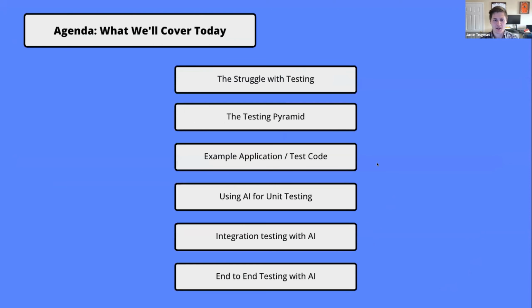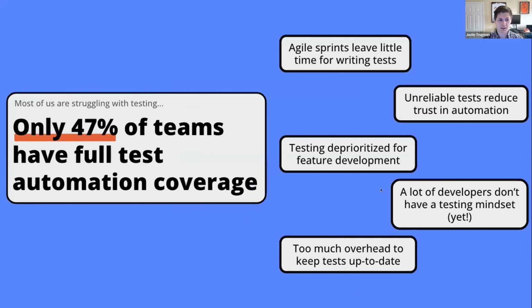So what we'll cover today is the struggle with testing. What are the problems that engineers are encountering with testing? Go over the testing pyramid and the different types of automation tests. I have an example application with test code. I wasn't able to screen share on my Linux computer, so I'm on my Mac, so I can't give a live demo of that, but we'll definitely share that link after. And then we're going to go into using AI for unit testing, integration testing, and end-to-end testing, and then talk a little bit about software testing AI. So with that, let's dive in.